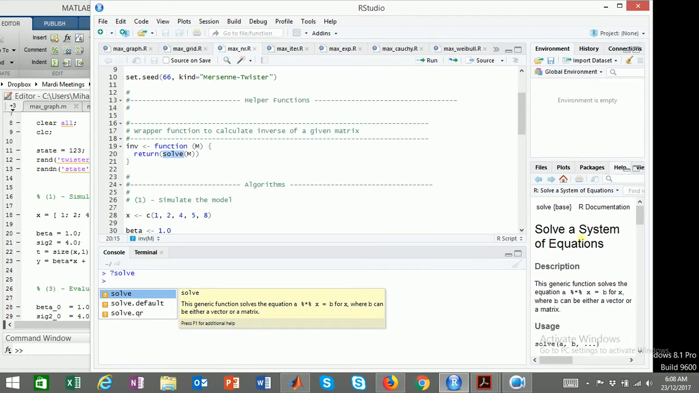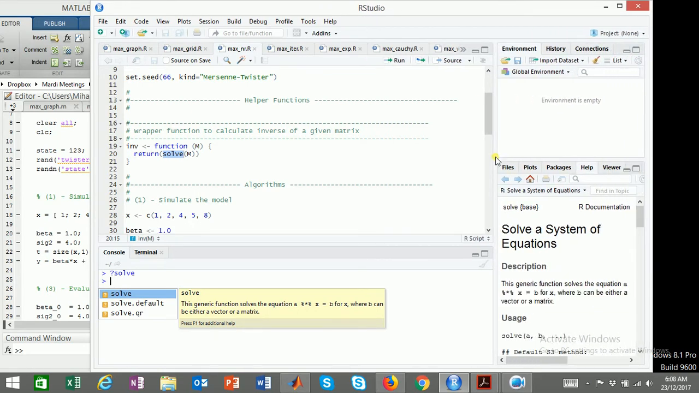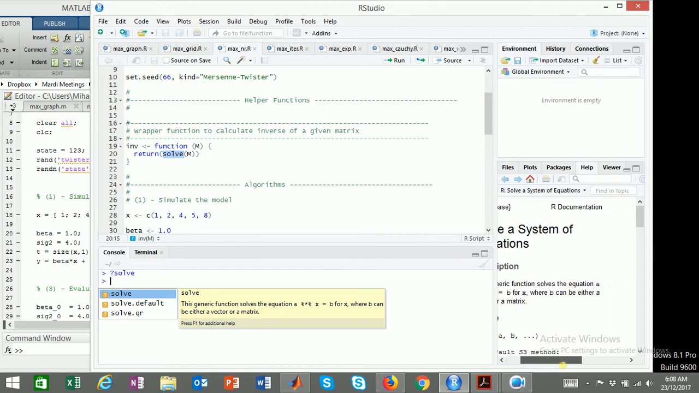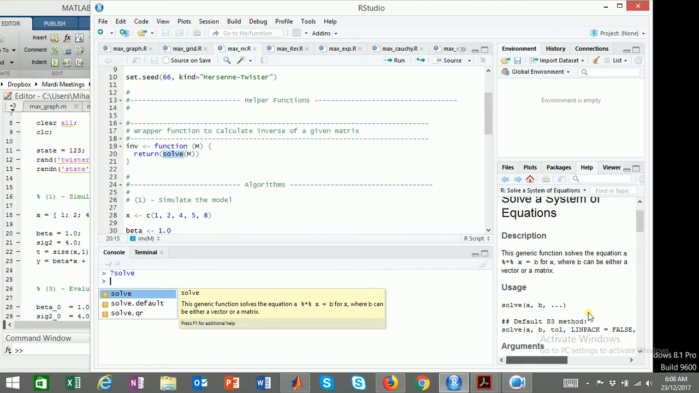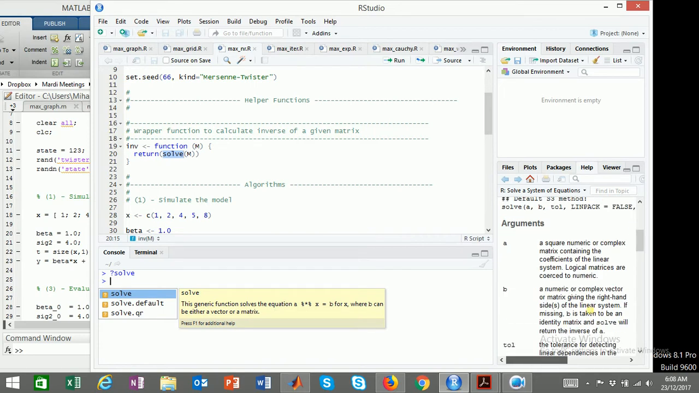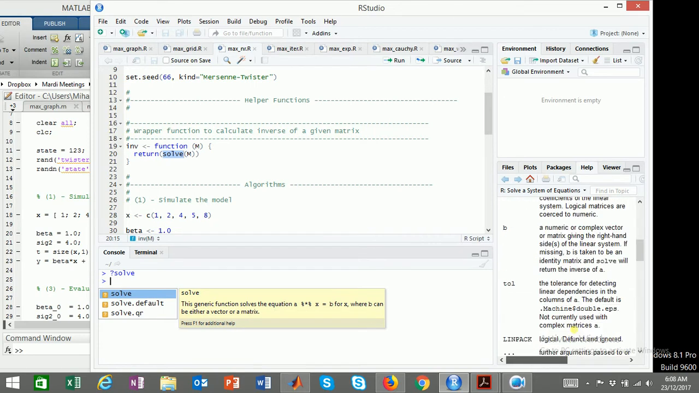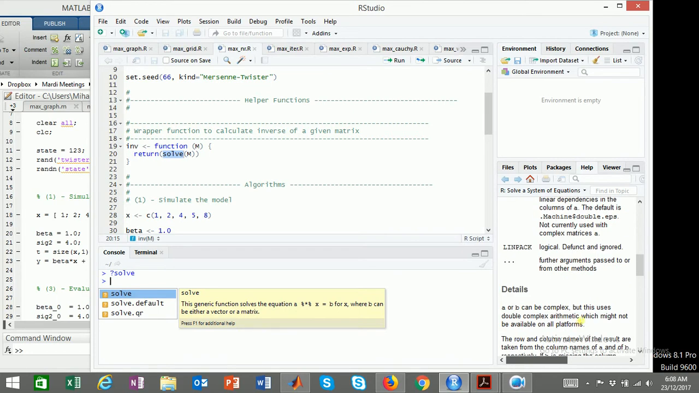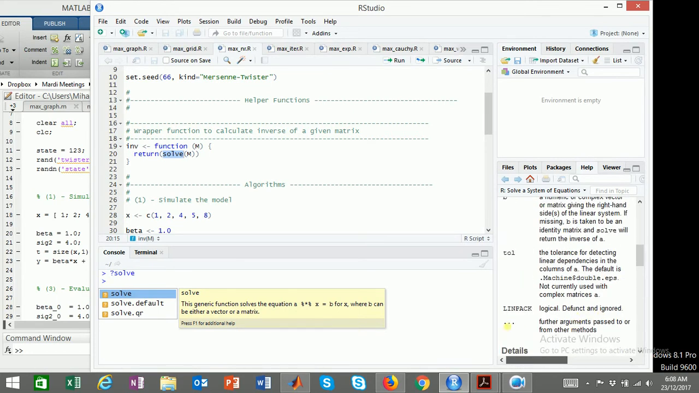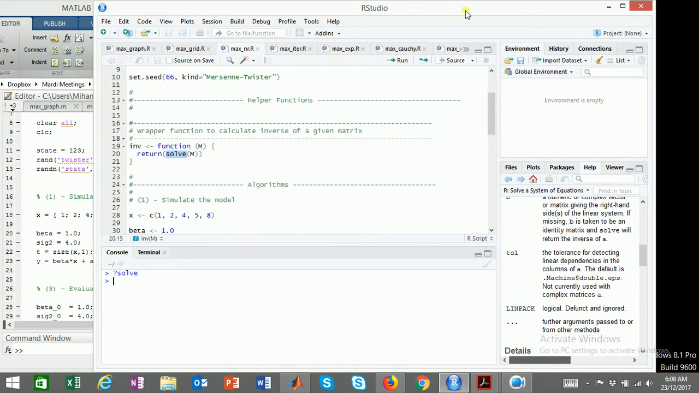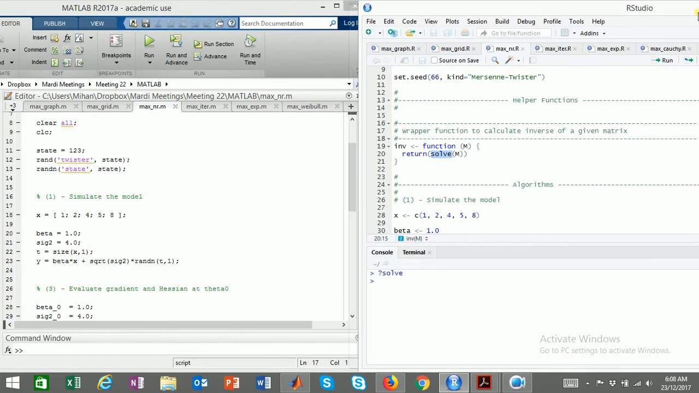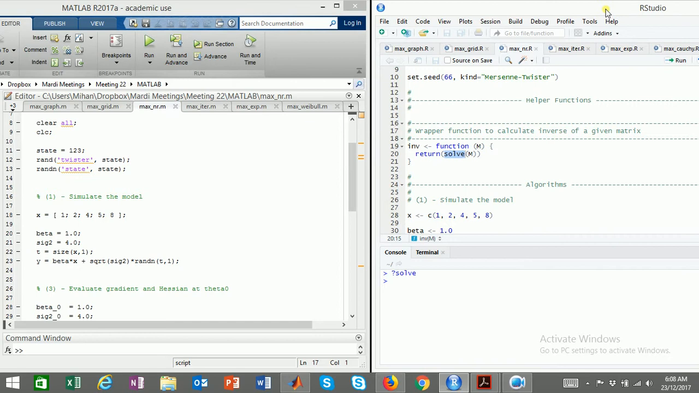This generic function solves the equation for x, where b can be a vector or matrix. Solve a b. So basically it's a solve function. Then solve the equation a multiplied by x equals b for x. So b can be either a vector or matrix. So we are creating an inverse function with the solver, introducing the solver. That's it.